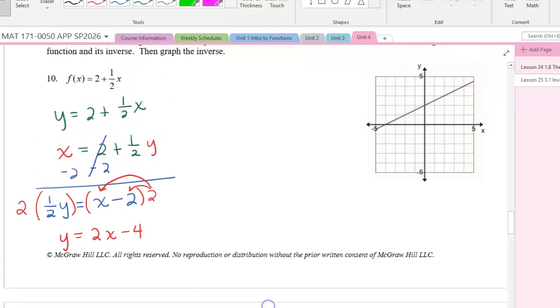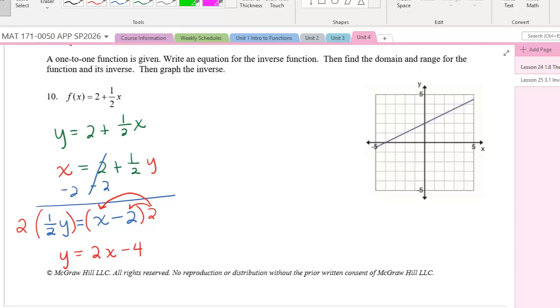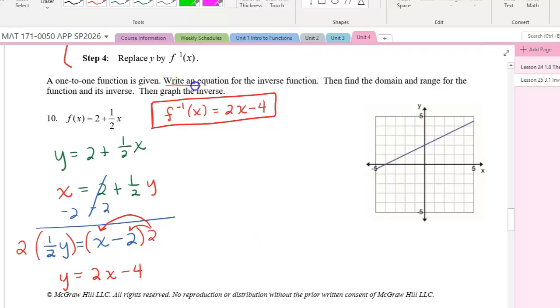Now I'm going to name it with what it was. So this is the inverse. I'm going to name this f inverse of x, which is equal to 2x minus 4. I was asked to write an equation for the inverse, so I just did that. Now I want to find the domain and range for the original function and its inverse.